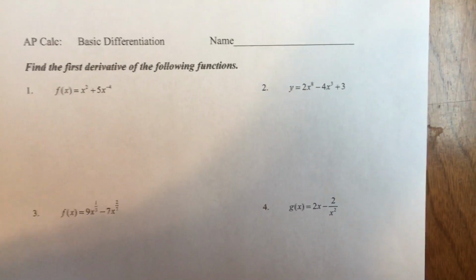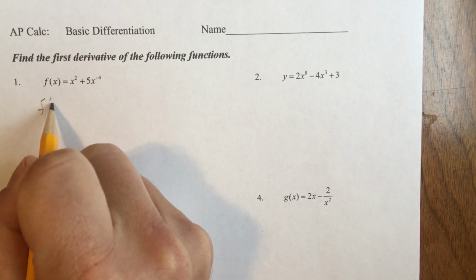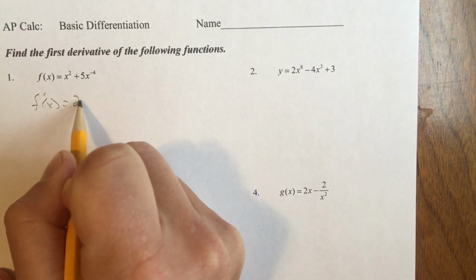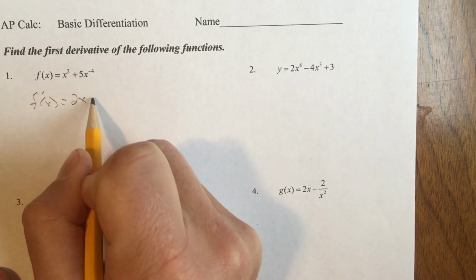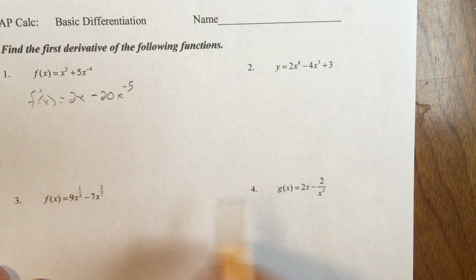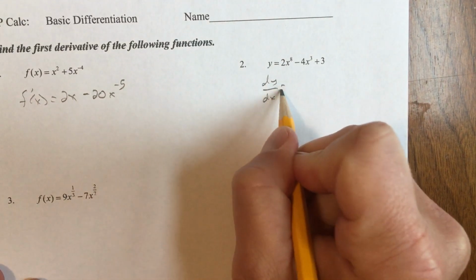All right, this is our basic differentiation review sheet. So for the first one, everything's kind of lined up term by term. We can just take the derivative. Derivative of x squared is 2x. Bring the negative 4 down, it'd be a negative 20x to the negative 5. Pretty straightforward. No fancy rules or anything. These first few are just your basic derivatives.